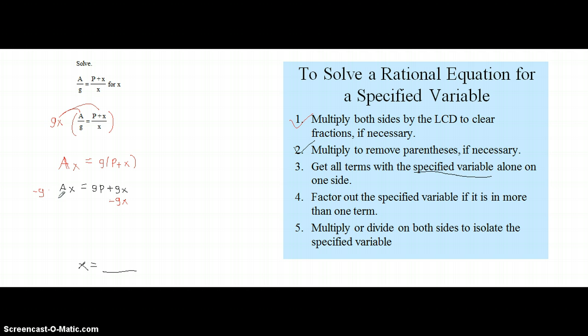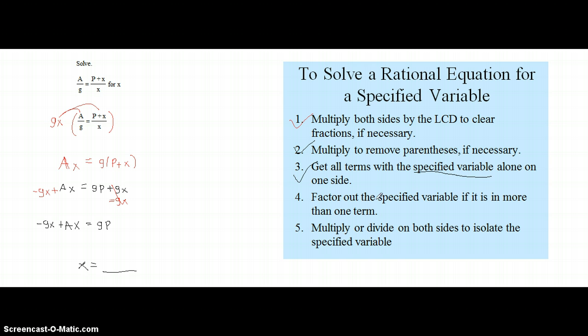And that'll get rid of it from the right side. So now I'll have negative gx plus ax equals gp. Now that every term that has an x on it is to one side, we're done with step 3.